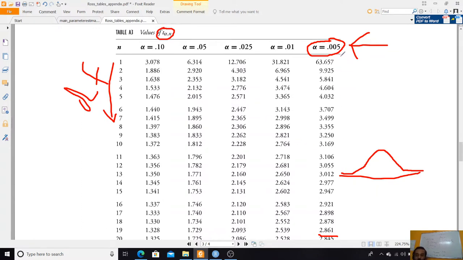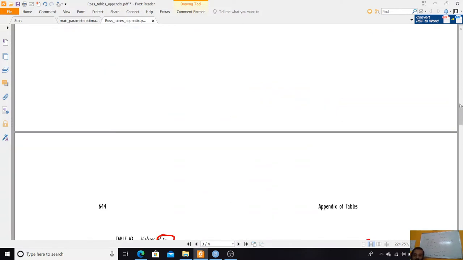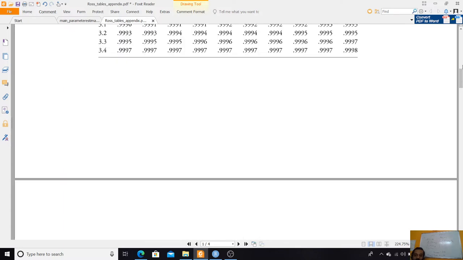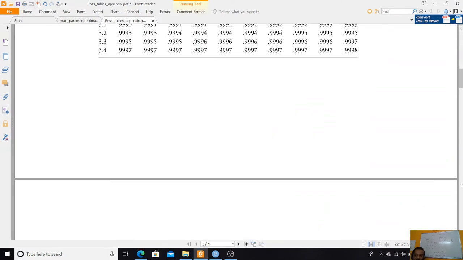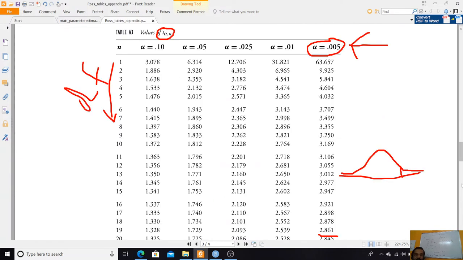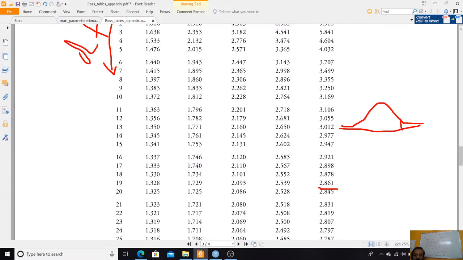So 0.005 means that the probability in the right tail is 0.005. When you go back to reading the Z distribution, see that they have not used Z of alpha. In fact, this was Z of 1 minus alpha, because they are giving you the probability from the left end, from minus infinity to that quantile. So there is a difference in reading the Z table and the T table. So please take care of that.